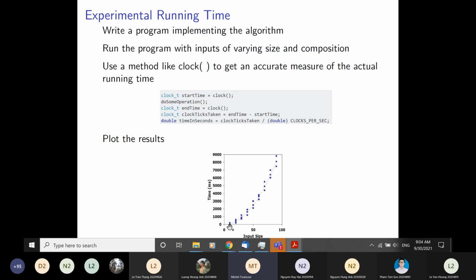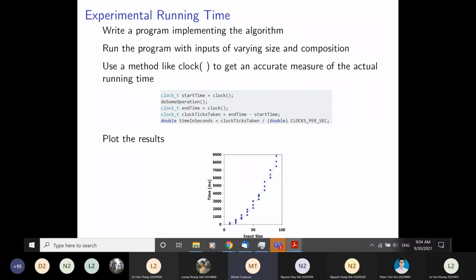Okay, so we start with an array maybe that has only 5 integers, then we go to an array that has 50 integers, and we keep increasing that. And then for each input size, we measure the wall clock. So how much time the algorithm has taken.